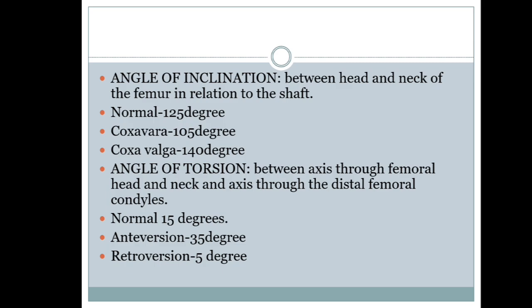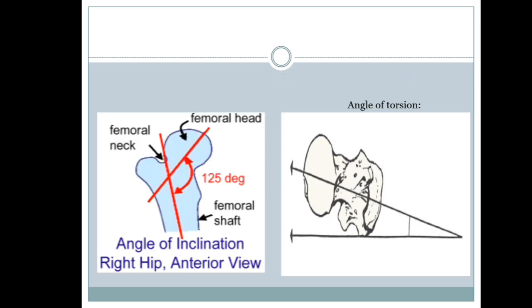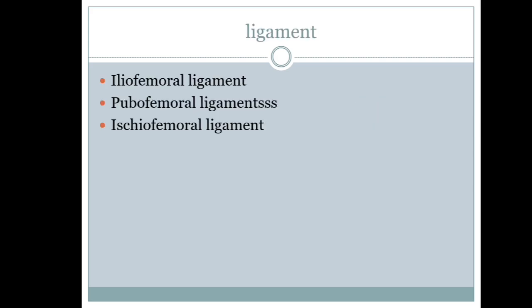Angle of torsion is formed between the axis through the femoral head and neck and the axis through the distal femoral condyles. Normally it is 15 degrees; with anteversion it is 35 degrees, and with retroversion it is 5 degrees. So the angle of inclination is shown in the first figure, and the angle of torsion is shown in the second figure. The supporting ligaments are the iliofemoral ligament, pubofemoral and ischiofemoral ligaments.